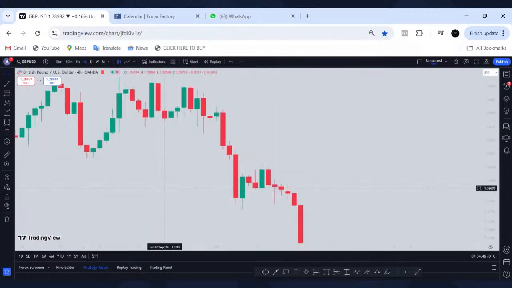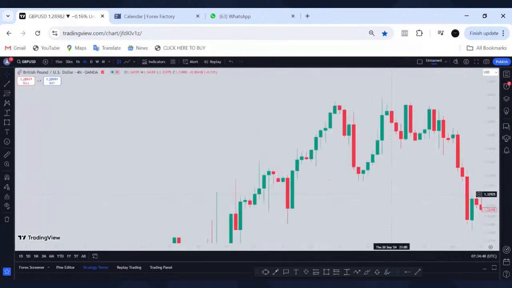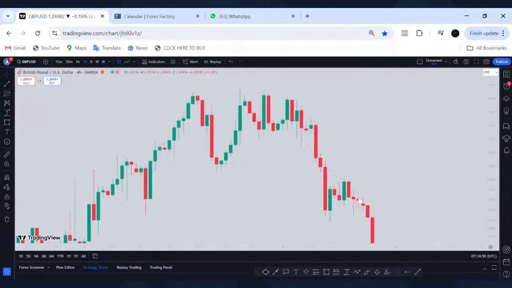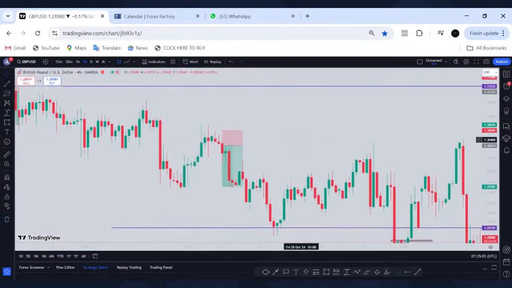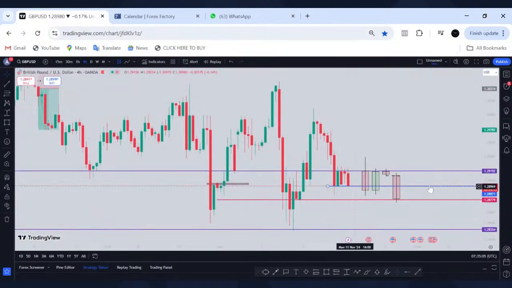But when it comes to breakout entry, it is really the most difficult. So what is happening on USD CHF is a breakout entry, and what's happening on GBP USD this morning is a break and retest entry.